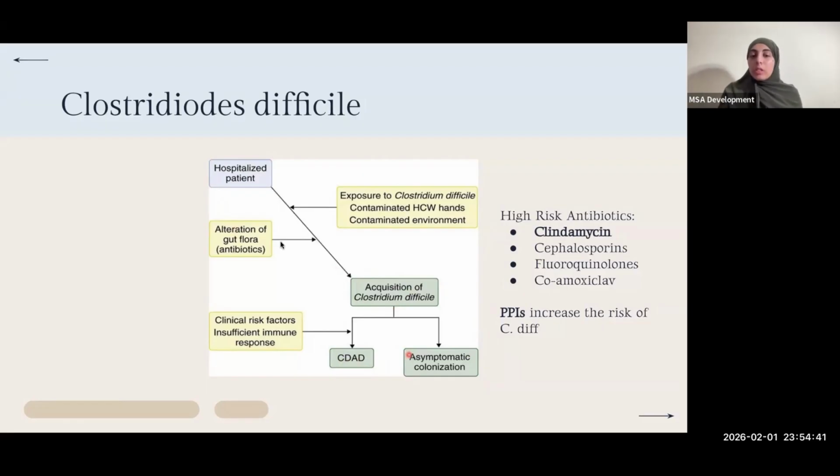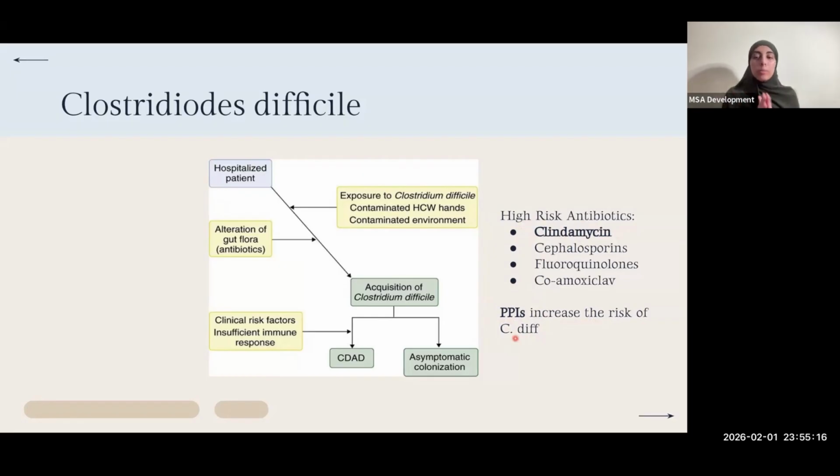Now, which antibiotics specifically are high risk? Clindamycin, cephalosporin, fluoroquinolone, co-amoxiclav. Clindamycin is a very important one for you to know. Always remember, clindamycin puts the patient at risk for C. diff infection. And another key point that you should probably know is that PPIs increase the risk of C. diff. They don't necessarily alter the gut. It's the fact that they reduce acidity in the stomach, and so you lose some of the protective mechanism against acquiring C. diff.